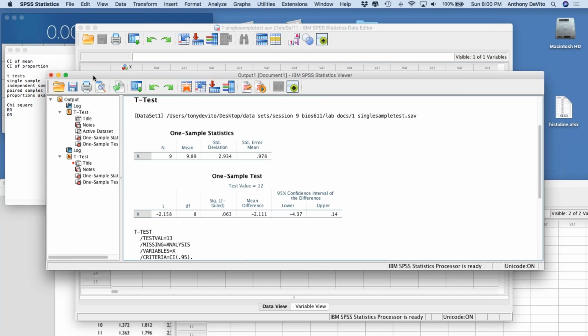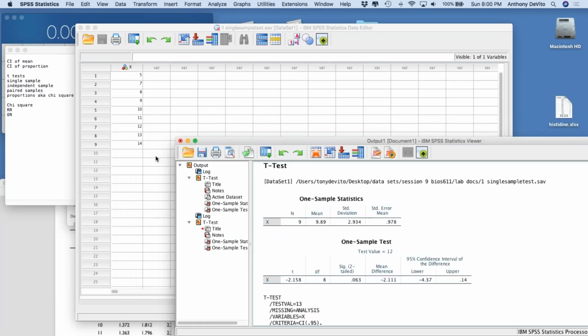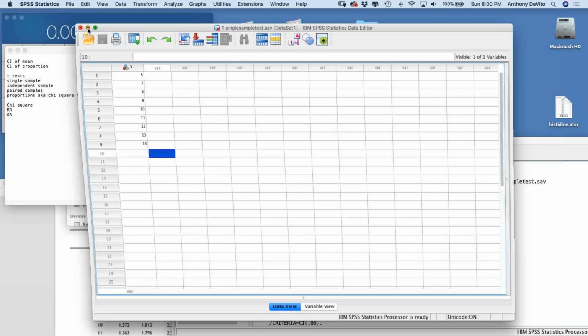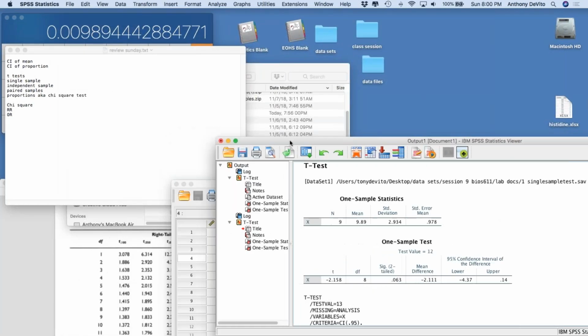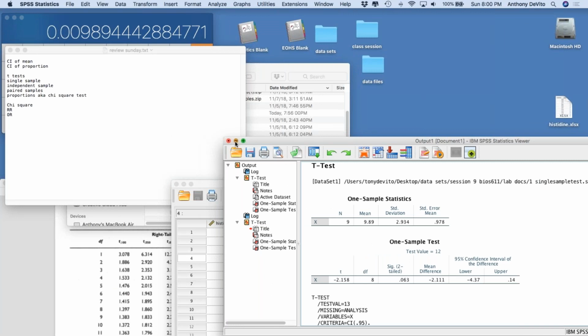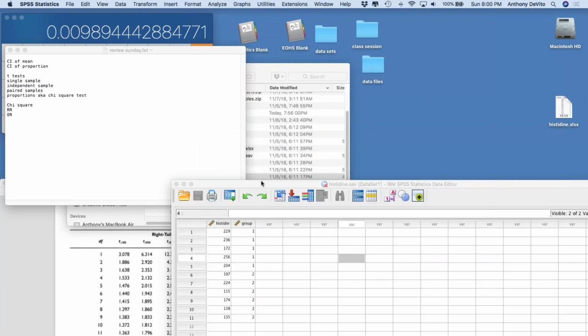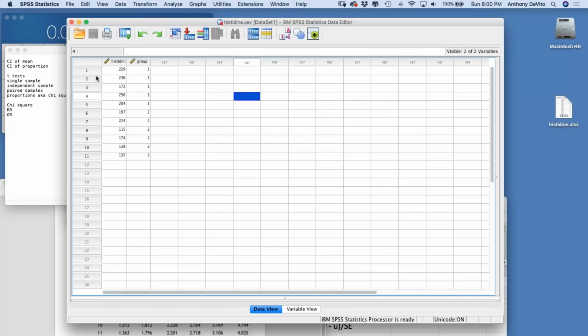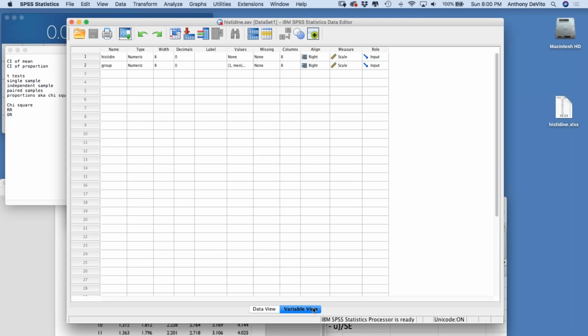So let's move on from there to a two-sample t-test. In a two-sample t-test, we don't know either population mean, right? The only thing we know is the results of our sample. So here is an example of histidine. I'm not sure what this stands for. I don't have any other information on it.